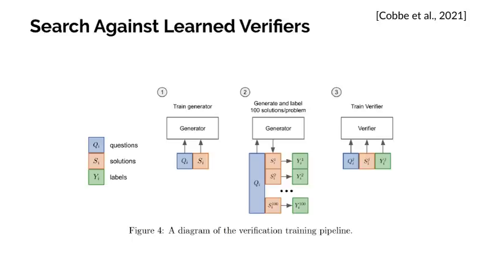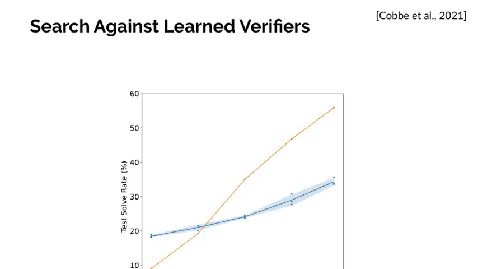This verifier will tell you if you're doing well on the problem and can be used at test time to try to improve your answers. While there are a lot of details to the paper itself, one of the most important results is they show that searching against this learned verifier can lead to improvements even upon just training on the actual good answers themselves.